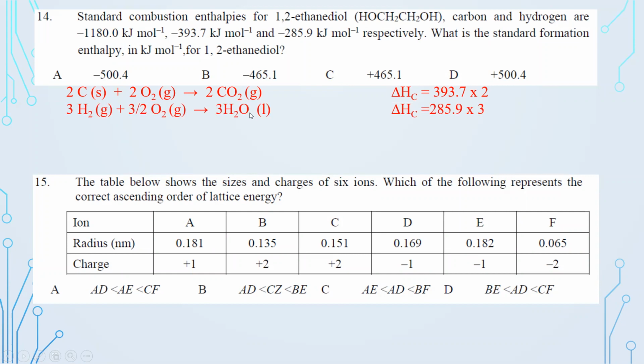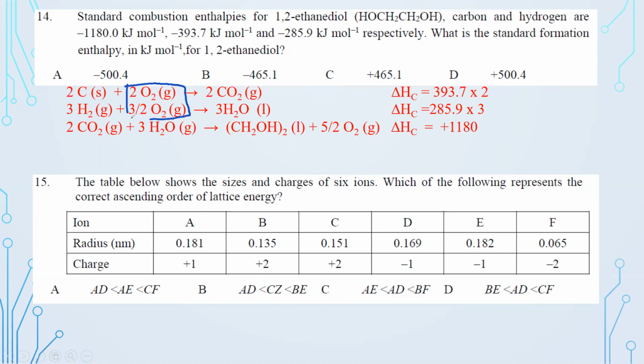So 2 carbon plus 2 oxygen give 2 CO2, so 393.7 times 2. 3 hydrogen plus 3/2 oxygen give water, so you get 285.9 times 3. And then this one we reverse the equation: 2CO2 plus 3H2O gives the diol plus 5/2 O2, and the enthalpy of combustion is negative 1180. So you can cancel in between here.